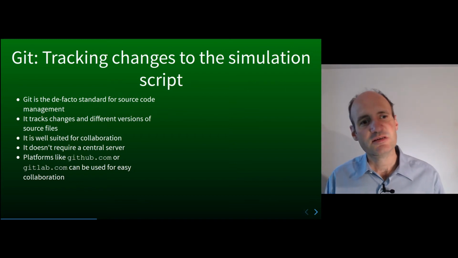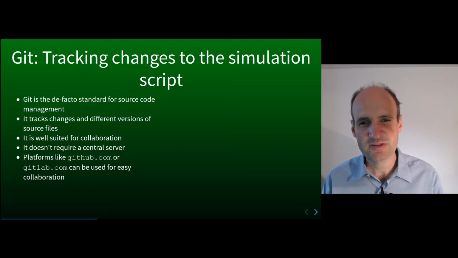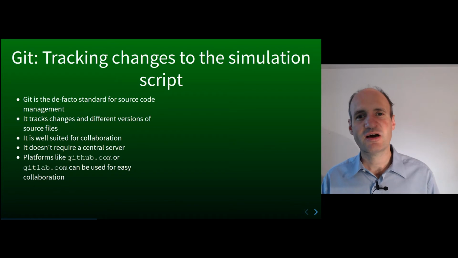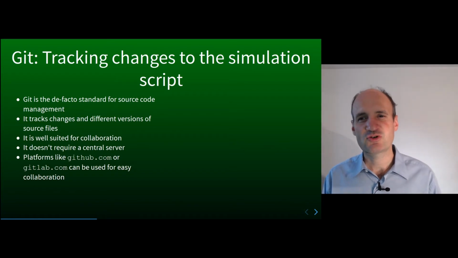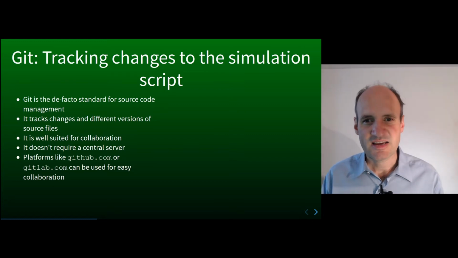So the aim is that you can always figure out what version of a simulation script you used for a simulation, and that you can track your changes over time, and that you can also go back if you change your mind or switch between different versions. That's what Git is excellent for.